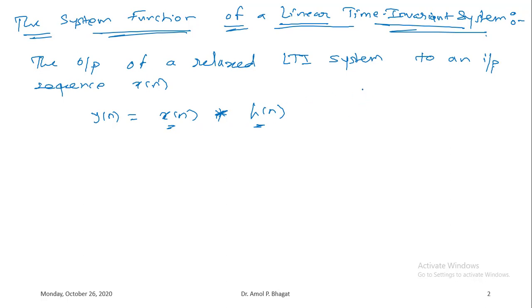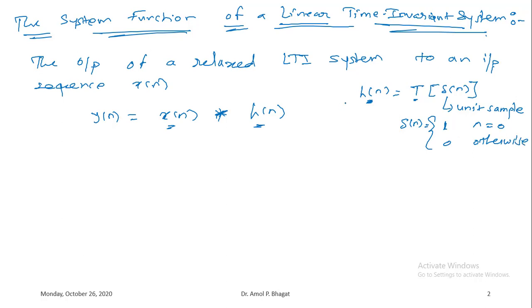We have seen this h of n is nothing but the response of the system when you apply the input delta of n to the system, right? So if you give this unit sample as an input to the given discrete time system, then that system's response will be indicated by h of n, that is nothing but the impulse response, right? And this delta of n, we already know, is equal to 1 for n equal to 0, and it is 0 otherwise. So it is one of the elementary discrete time signals.